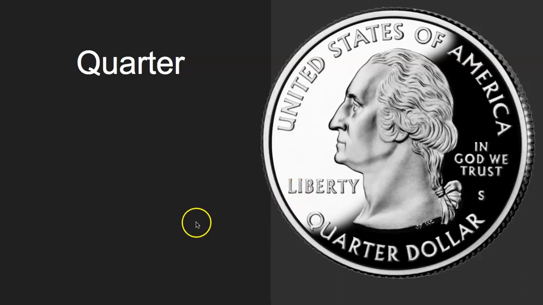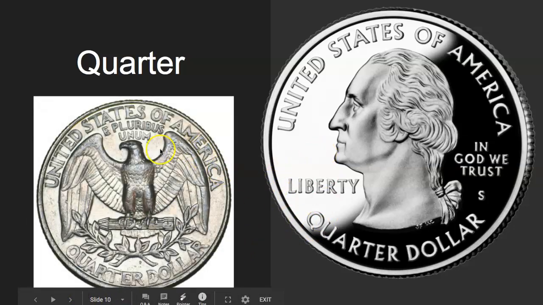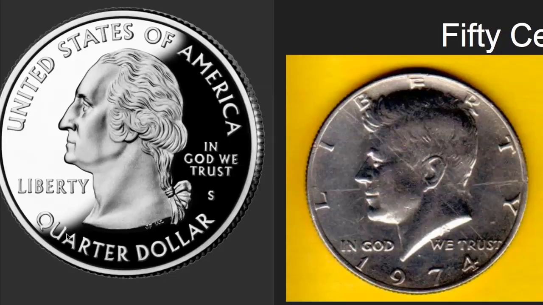On the quarter, we have George Washington, and on the back of the quarter, this is actually the presidential coat of arms, which is an eagle with its wings spread out. So it says here $1/4 of a dollar, meaning that 4 quarters equals $1. So for a quarter, again, you're going to want to make sure that you noted a quarter is 25 cents, and you could write George Washington by it because George Washington is the president on the quarter.